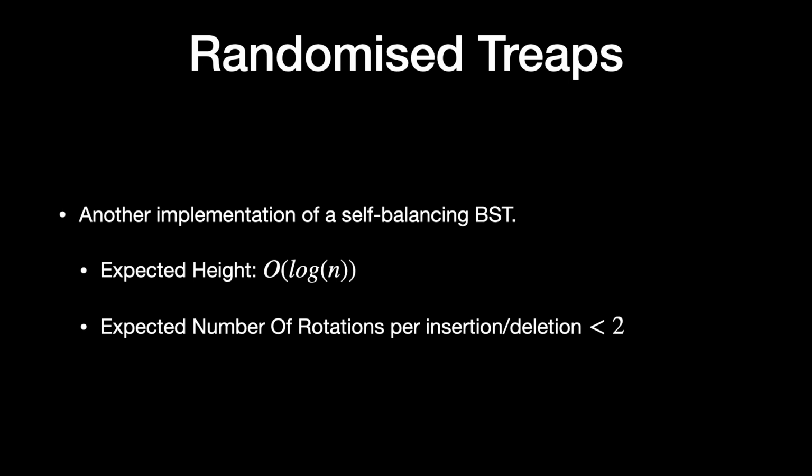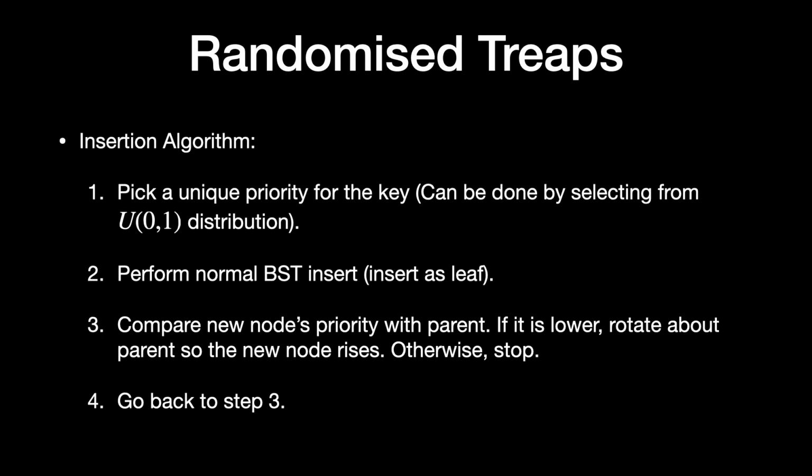Randomized treaps are basically another implementation of a self-balancing binary search tree. They have an expected height of O(log n). Thus, the expected search time, the expected insertion time, and the expected deletion time is O(log n). And the expected number of rotations per insertion or deletion is less than 2. So that is also optimal. There's not too many rotations.